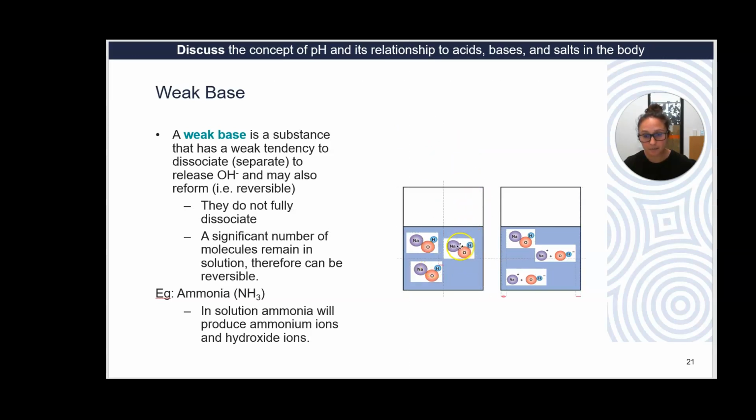And let's see what happens. Let's see how many of them have broken apart. Only two have broken apart, and one hasn't broken apart. So the same thing happens as a base.